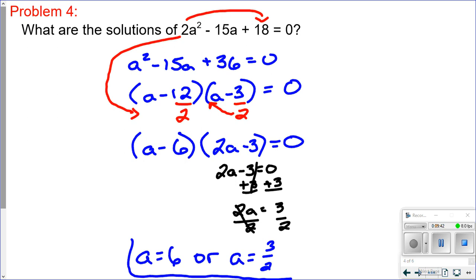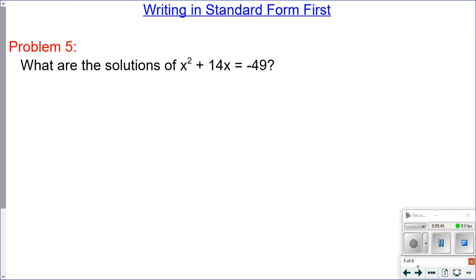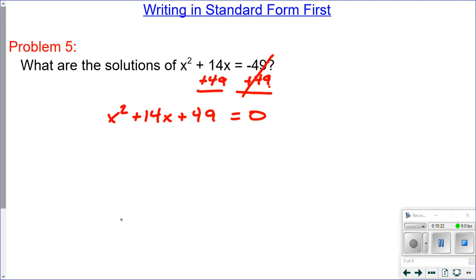All right, let's look at another one. All right, so this one is not equal to 0. And again, this method only works if this is equal to 0. So what we're going to do is get this equal to 0. And the way we're going to do that is by adding 49 to both sides of the equation. So there's where my 0 comes from. And then I have x squared plus 14x plus 49 equals 0.